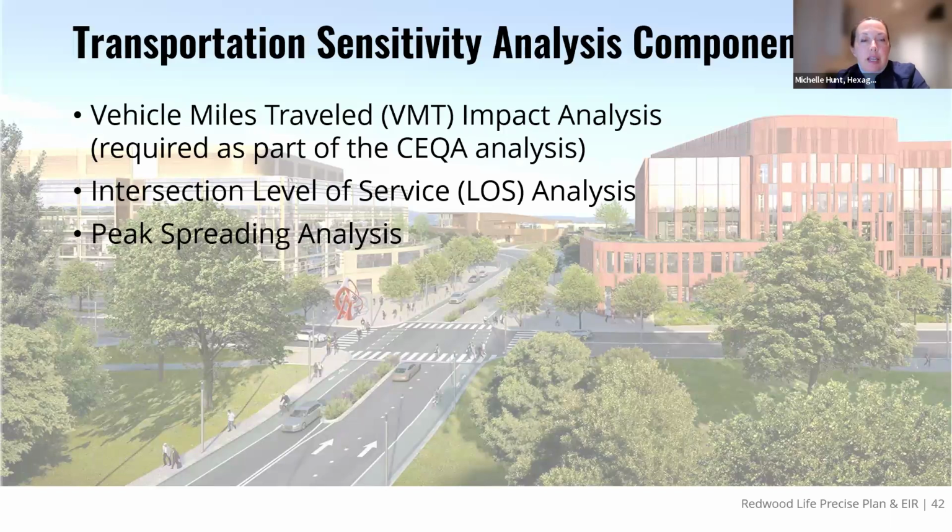So the sensitivity analysis that we've conducted has three main sections. First, we evaluated vehicle miles traveled. We use the VMT acronym throughout our report, just as a shortcut. That is the primary quantitative measure for evaluating transportation impacts under CEQA. We also evaluated intersection level of service, and then we looked at peak spreading. And so I'm going to talk about each of those in a little bit more detail. Next slide.